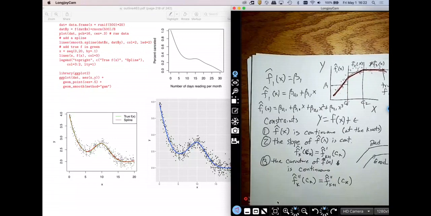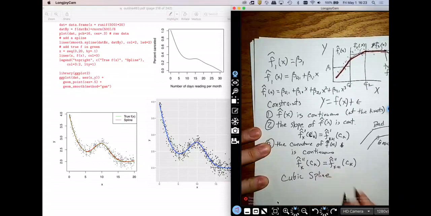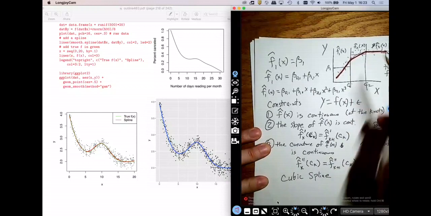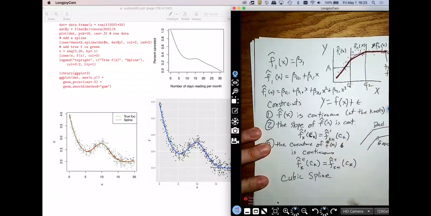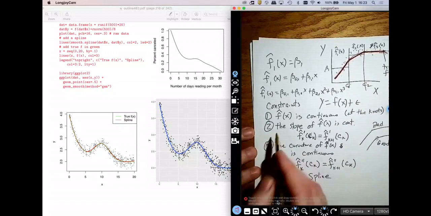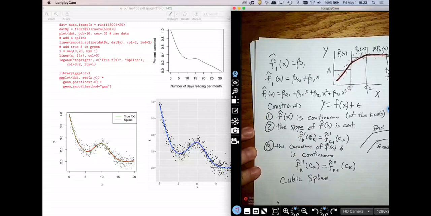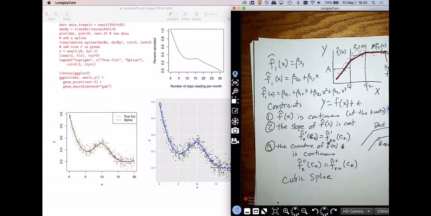So if I have a function like this, it is called a cubic spline. A linear spline was the red line, where it's continuous, but I don't worry about my slopes or my curvature. For a cubic spline, I have to worry about continuity, the slope, and the curvature all matching up at those knots.